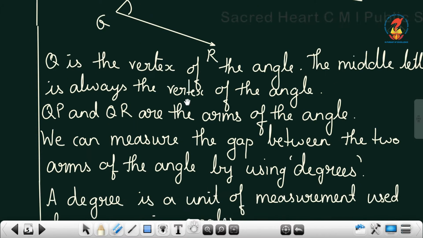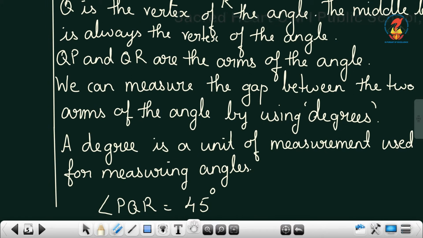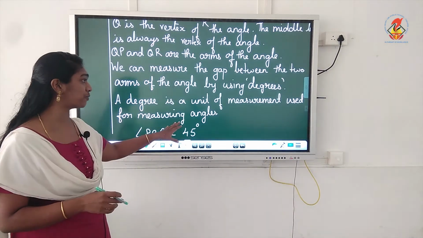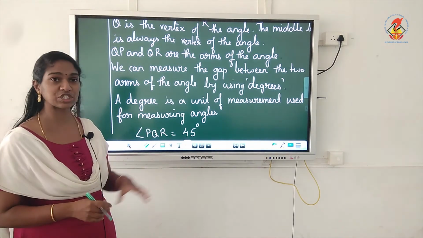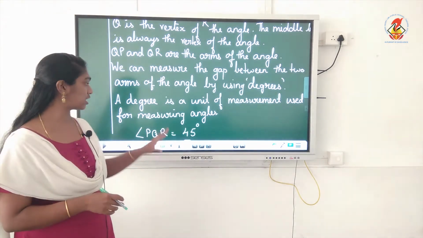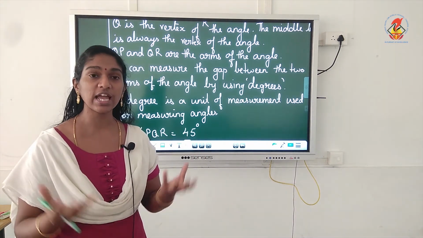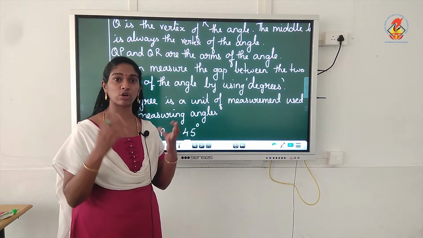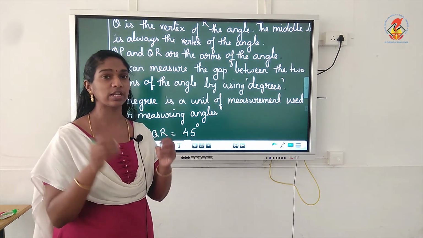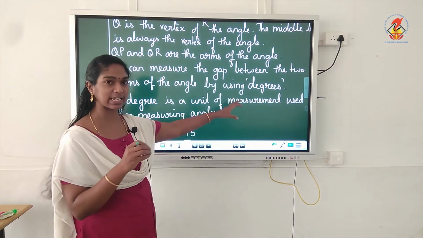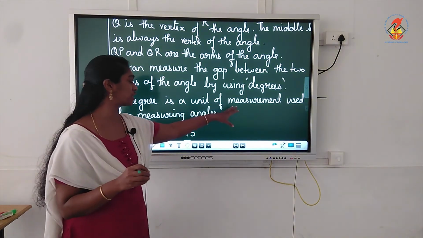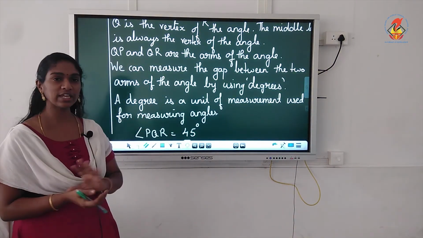That unit is known as degrees. A degree is a unit of measurement used for measuring angles. Understood? So, we can measure angles by using a protractor, and we have to give a unit for that. Whatever you measure, you have to give a unit for that. That unit's name is degrees. A degree is a unit of measurement used for measuring angles.